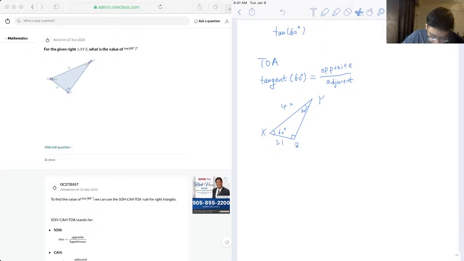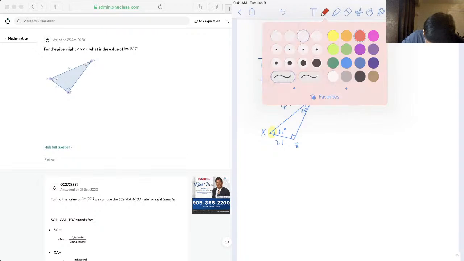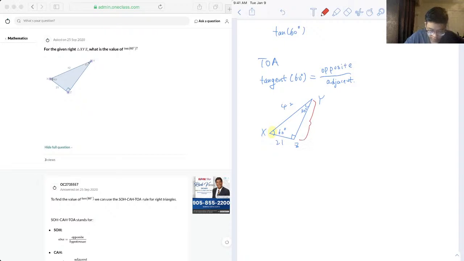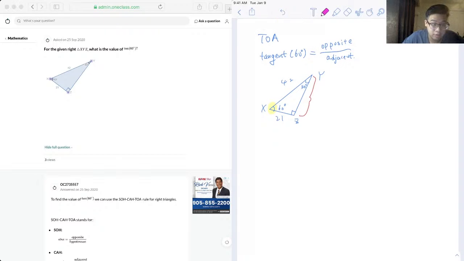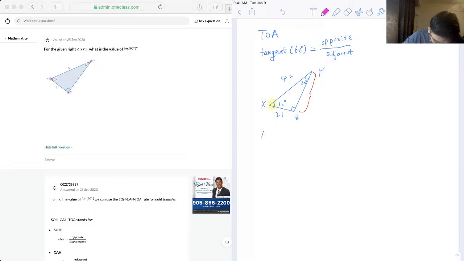Yeah. So now, since it's asking for the tangent for the 60-degree angle, we only focus on angle x. Right. So we already have the value for our adjacent side, but the value of the opposite side is missing, which means we're missing the length of YV. Right. So we'll apply the Pythagorean theorem. I'll write it down here.